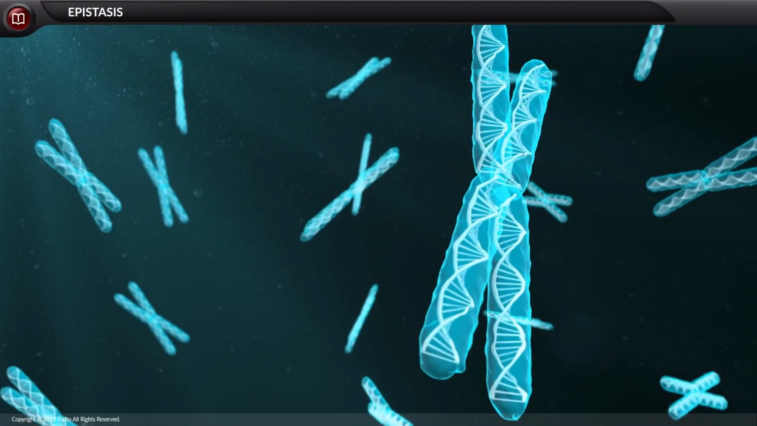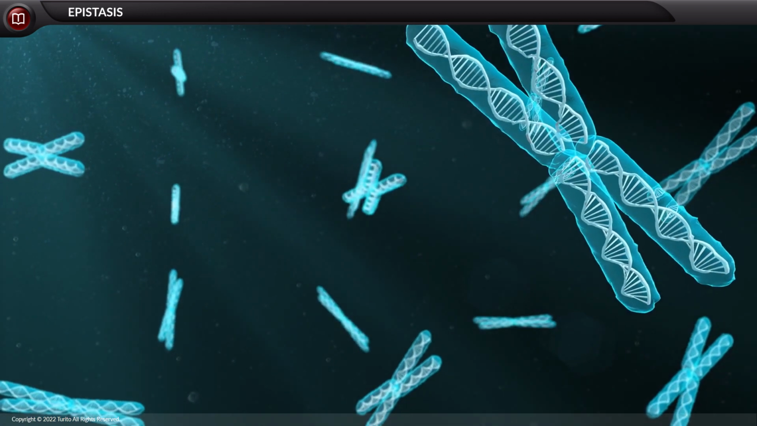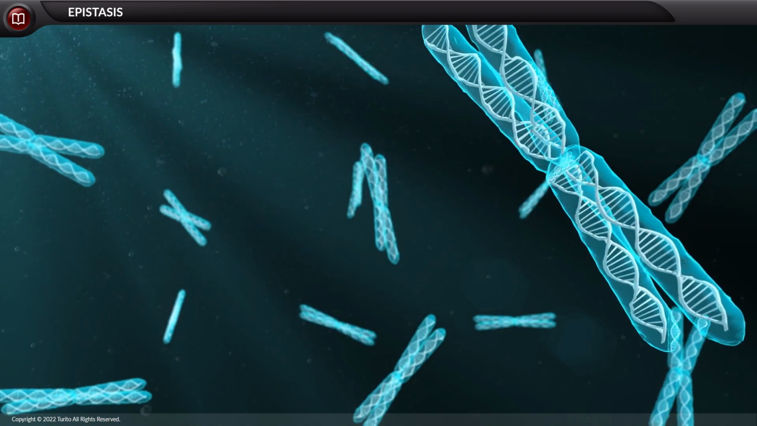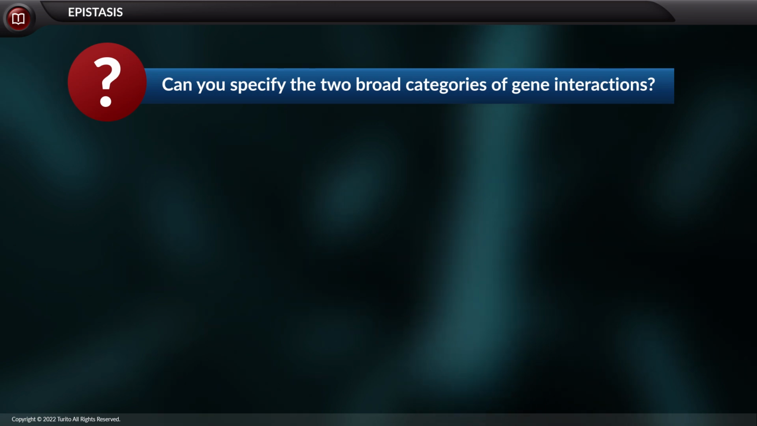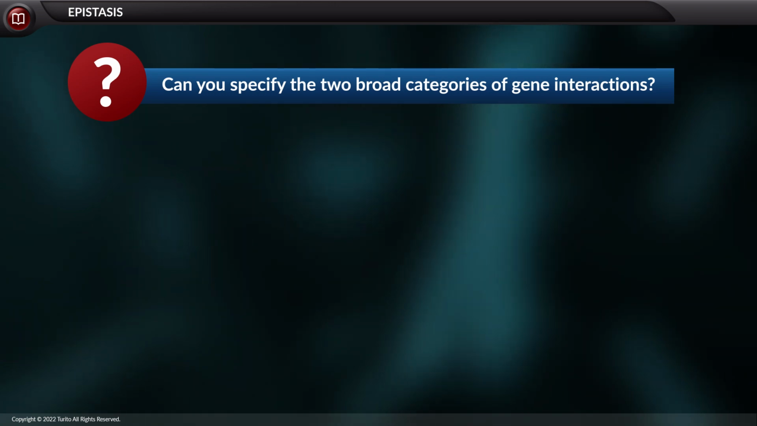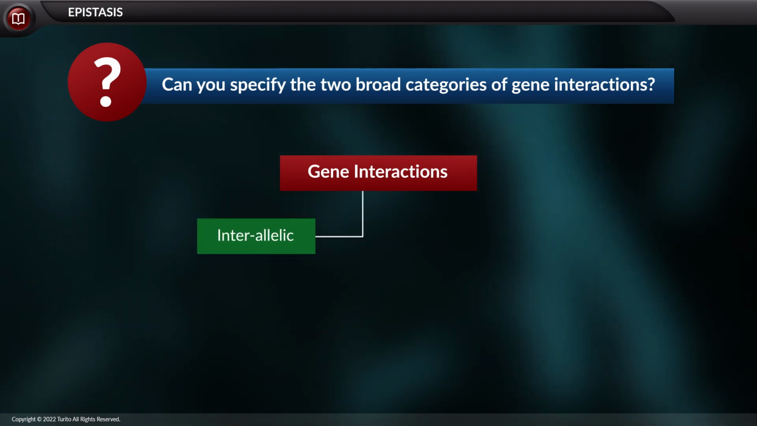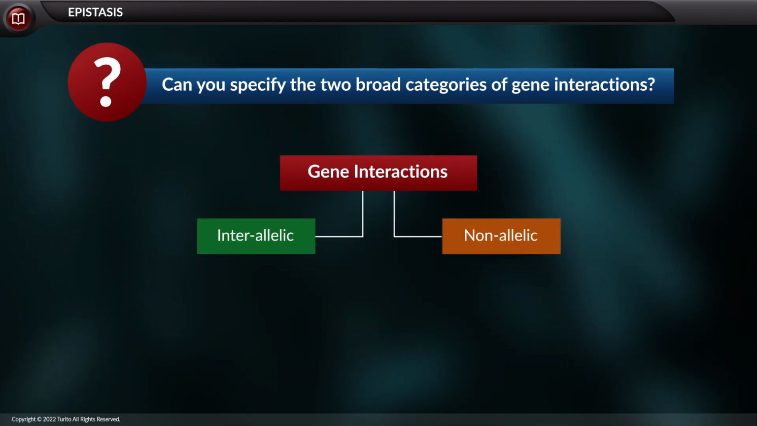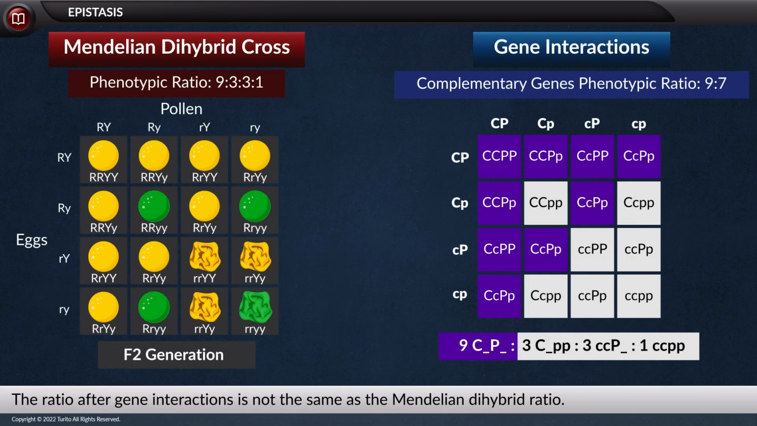We know that gene interactions occur when two or more allelic or non-allelic genes of the same genotype influence the outcome of particular phenotypic characters. Can you specify the two broad categories of gene interactions? Yes. They are interallelic gene interactions and non-allelic gene interactions. Do you remember that gene interactions cause the departure from the normal Mendelian phenotypic dihybrid ratio that is given as 9:3:3:1?